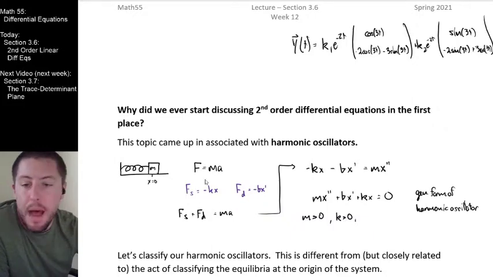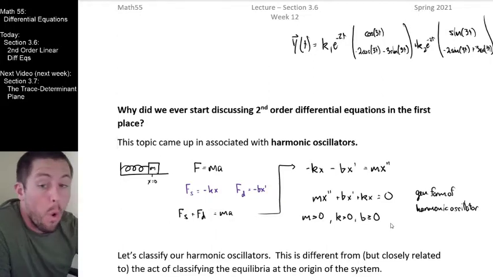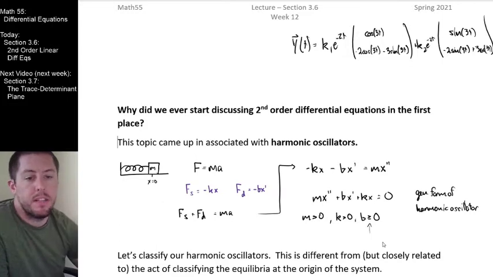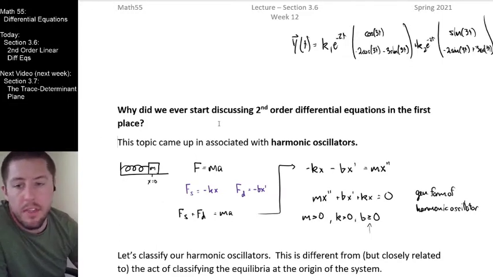However, it is possible for us to have no damping forces, or at least theoretically. So notice that b is greater than or equal to 0, and that 'or equal to' is important for our discussion here today, that it is possible for b to be equal to 0, whereas the other coefficients have to be there.